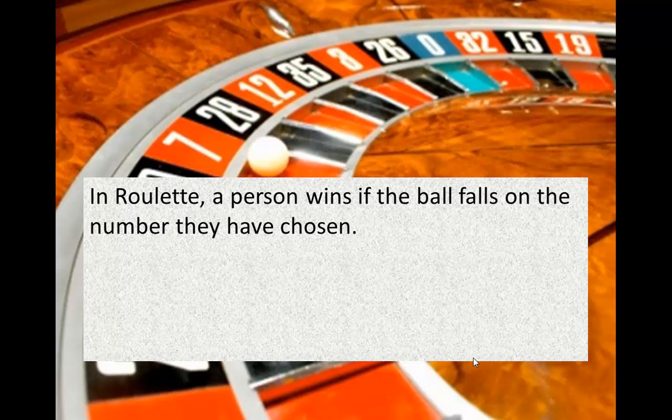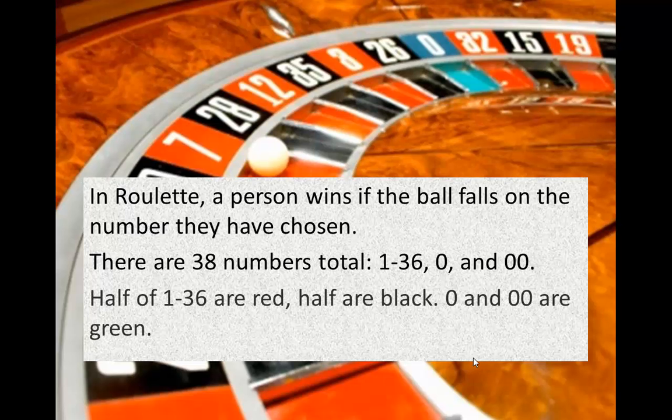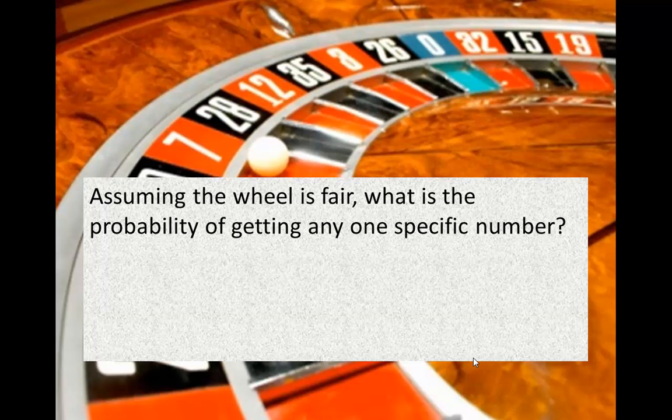The casino game of roulette consists of a large wheel that is spun and a small ball that is dropped on the wheel. A person wins if the ball falls on the number they have chosen. There are 38 numbers altogether, 1 through 36, 0 and 00. Half the numbers 1 through 36 are red, while the other half are black. 0 and 00 are green. Assuming the wheel is fair, what is the probability of getting any one specific number?